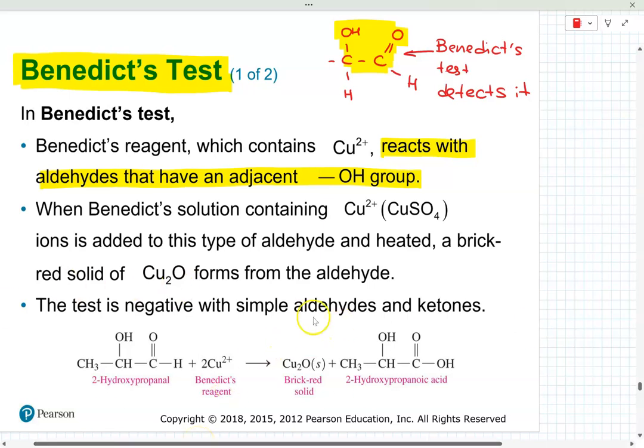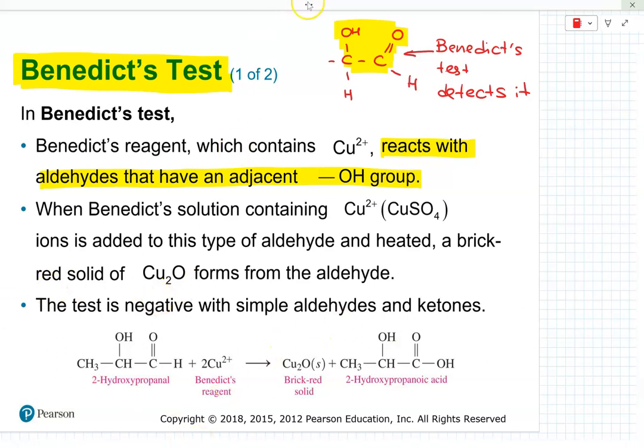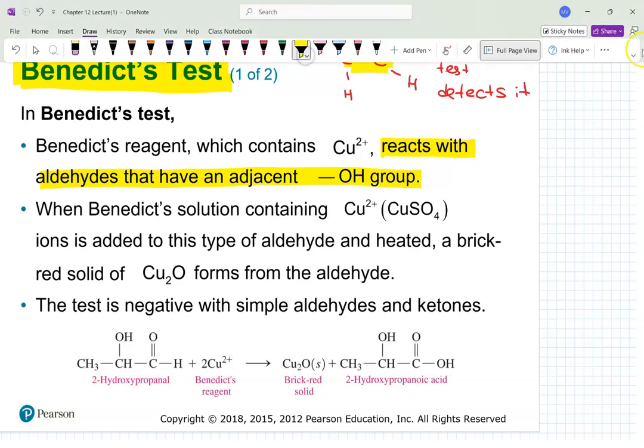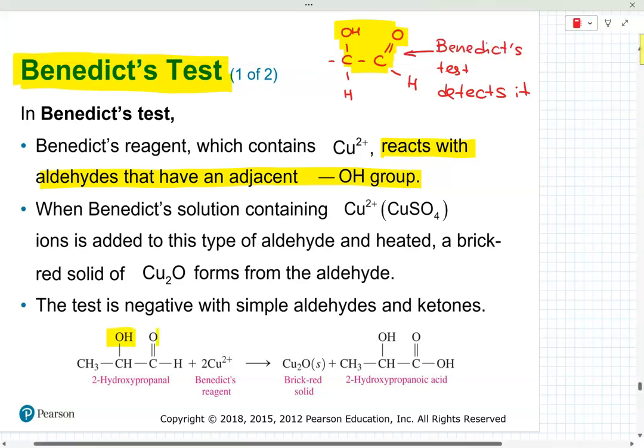So this is the reaction showing you the detection of hydroxypropanol. So I have these two groups, the aldehyde group and the OH group next to each other. They interact with the copper in the Benedict's reagent, and that results in the formation of a super noticeable, very, very intensely red colored precipitate, okay?